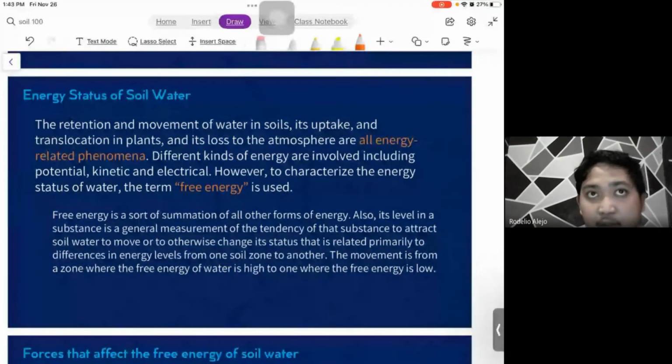So for example, yung water natin is considered as high, with high free energy. So ang movement niyan ay pupunta siya doon sa area na kung saan may low free energy yung water natin.